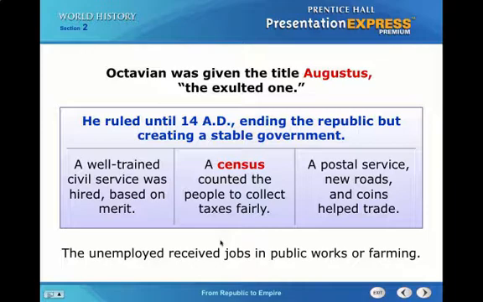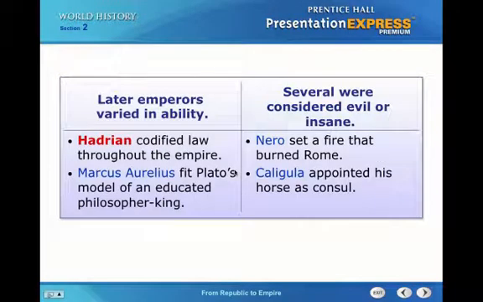And one of the things that's going to come out of Augustus's government is he creates such a well-functioning government that it continues to run long after he's gone and no matter who's in charge. So later emperors varied in ability. You've got the five good emperors. Hadrian is one of those. Marcus Aurelius is one of those.